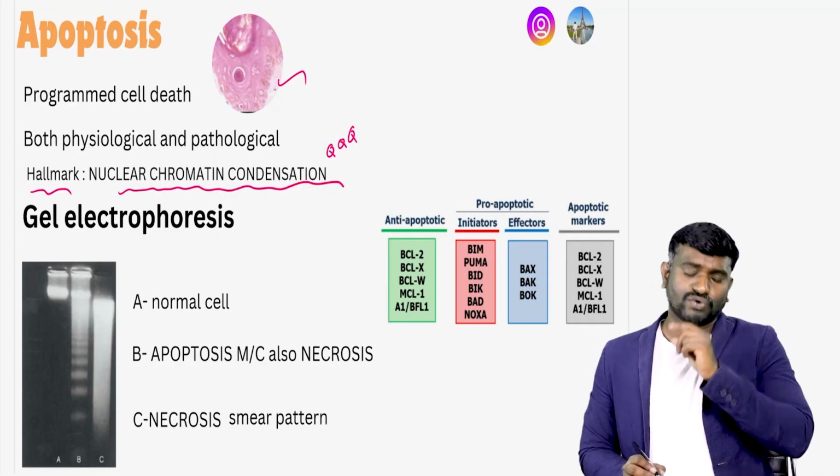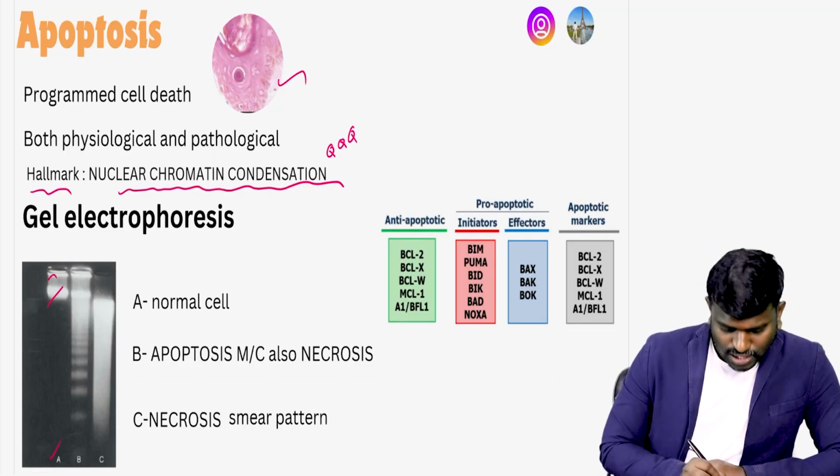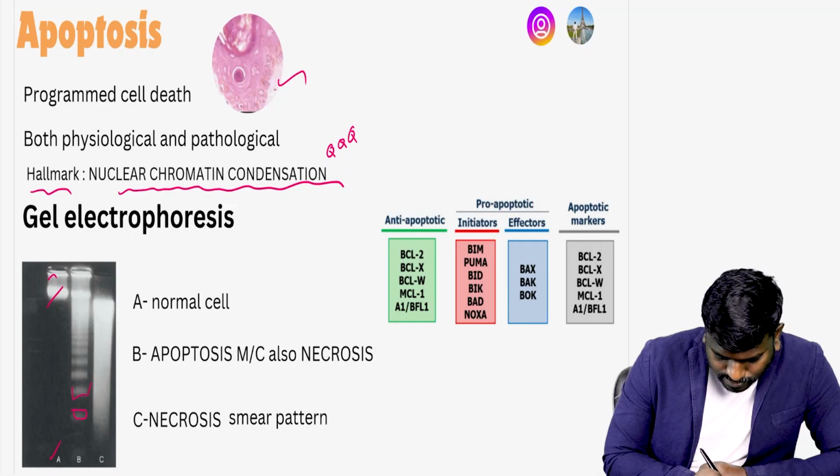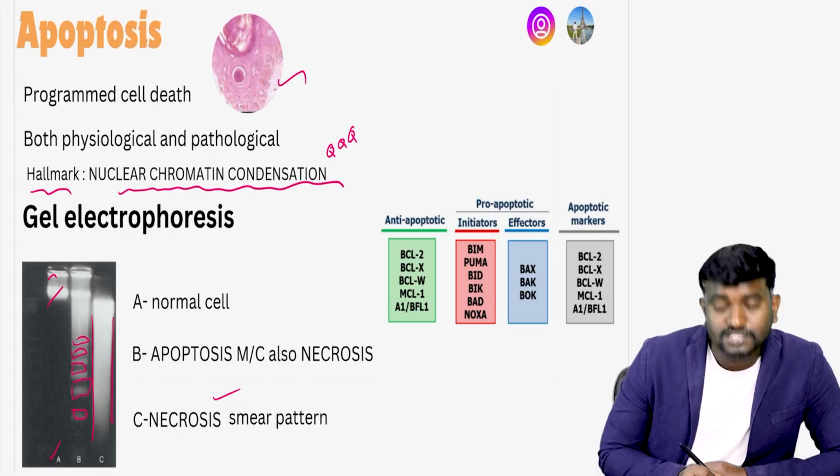In gel electrophoresis, you are going to look at the normal image. This is going to be what? It is a normal image. If you see a step ladder pattern, please mark it as what? Apoptosis. Yes. And then next you can see necrosis, which is having what? Smear pattern. This is going to be smear patterns.